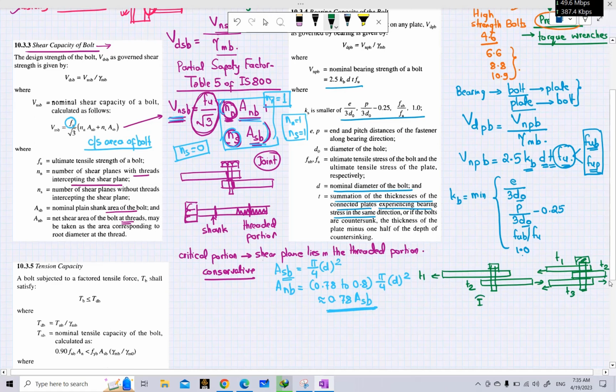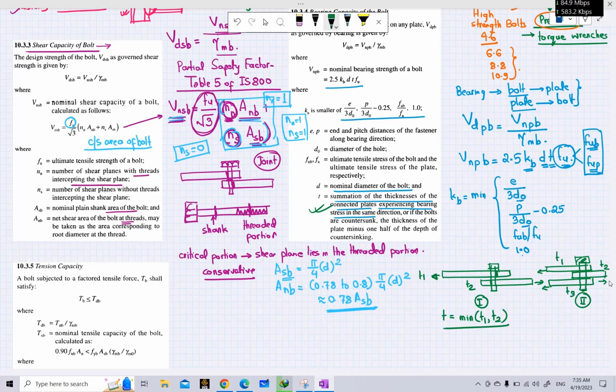So now let's see for the first case and the second case. For t, we have the summation of thicknesses of the connected plates experiencing bearing stress in the same direction. Now we know that for this single shear joint, for the upper plate, the bearing forces are being generated on this plane, and for the lower plate, the bearing forces are being generated on this plane here. So the bearing stresses are being generated in the opposite planes or in the opposite directions for this single shear case. So the value of t will be the minimum of t1 and t2. Whichever is smaller, we have to take minimum of t1 and t2.